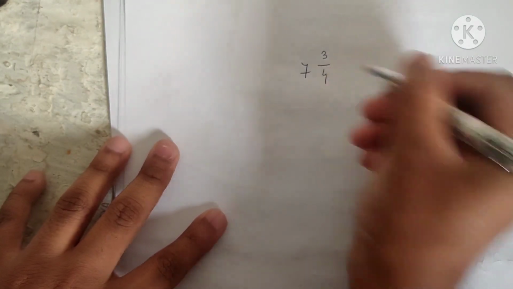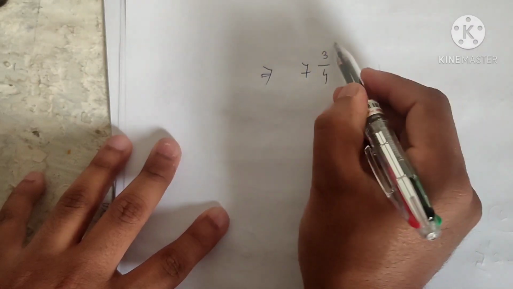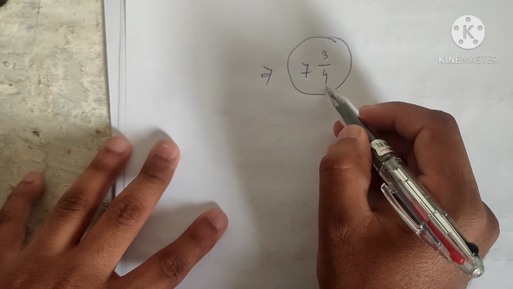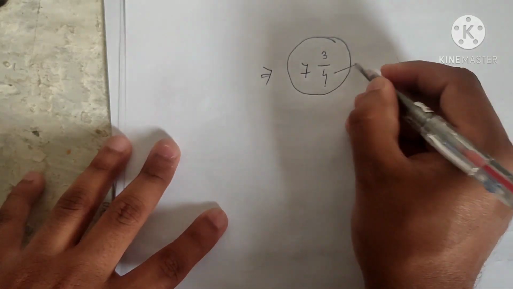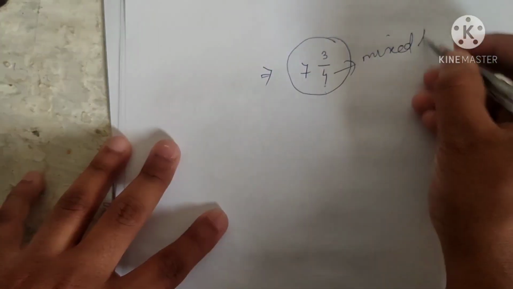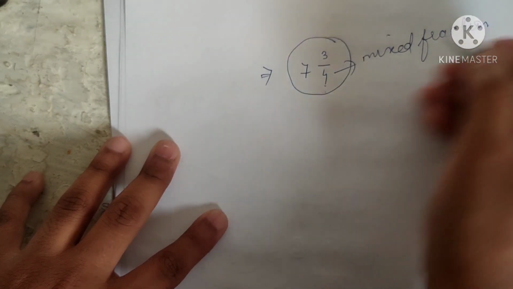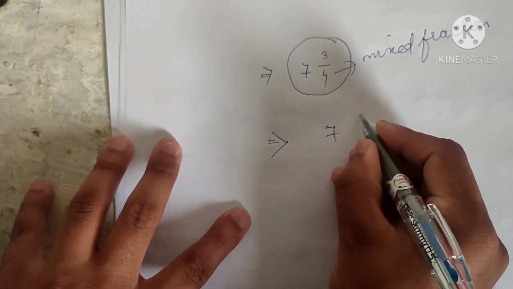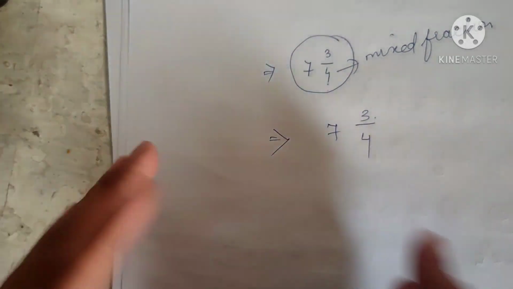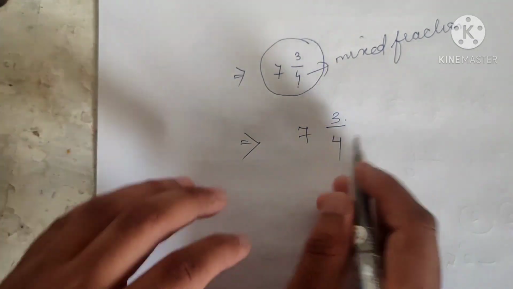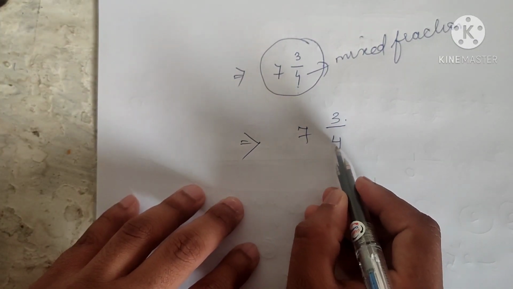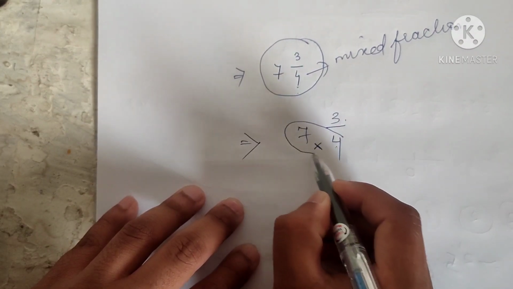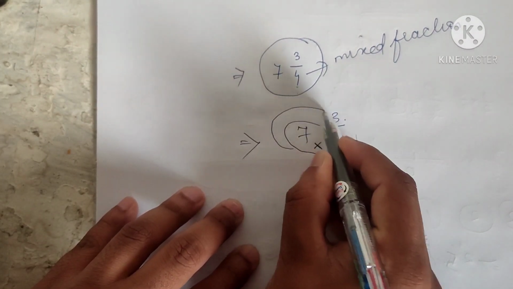So let's just continue. 7 3 by 4. Now you are given this one. This is what, improper fraction, or we can say mixed fraction. Sorry, not improper, this is mixed fraction. So this given fraction is mixed fraction. Now we have to make this mixed fraction into improper fraction. So how you will do, a very easy concept. You write like this. Copy the question again, leave some space there, because what you have to do is multiply these two, and then whatever answer you get, you have to add with this.